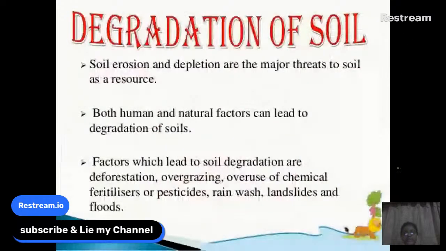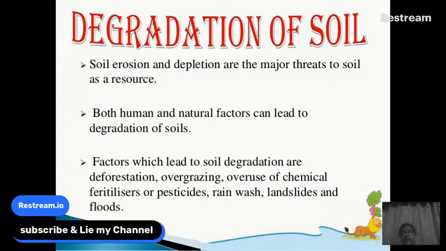Okay, so next one is the degradation of soil. Now, what does this mean? Let us see this. Degradation of soil means the soil erosion and depletion are the major threats to the soil as a resource.